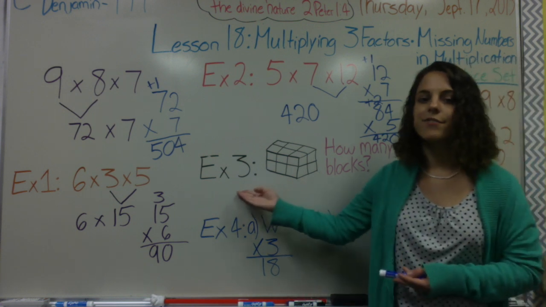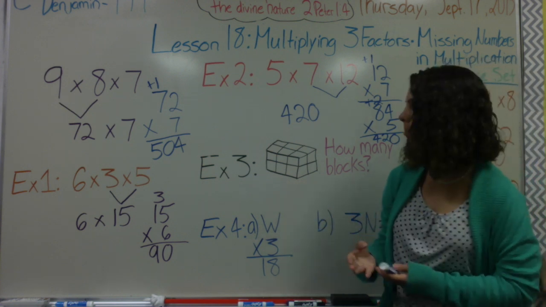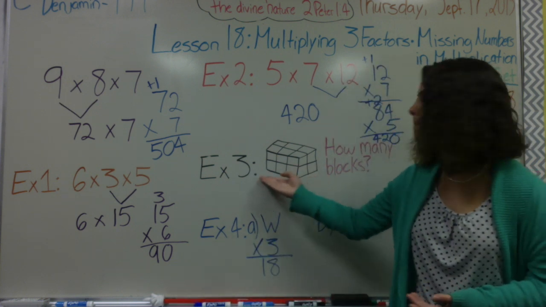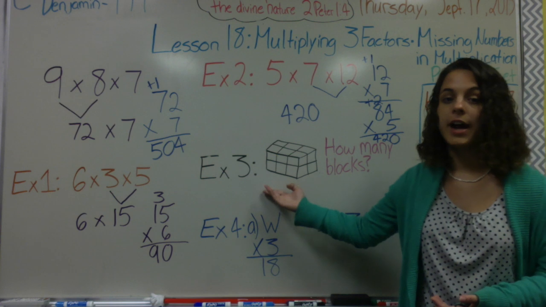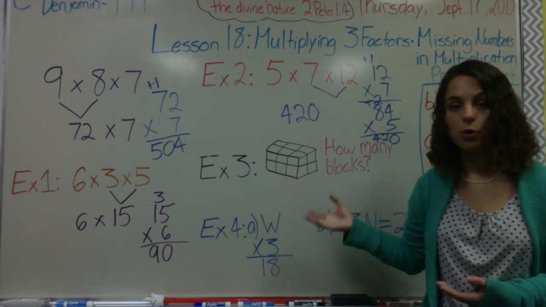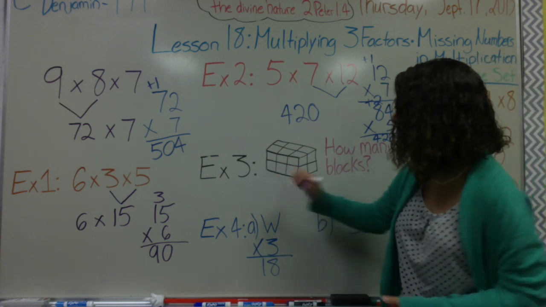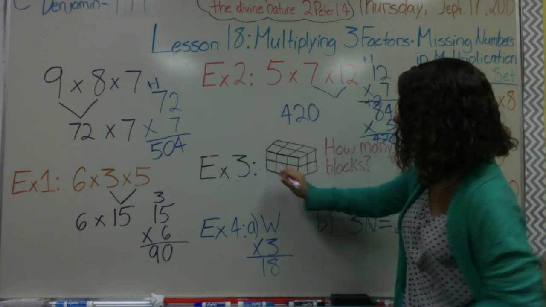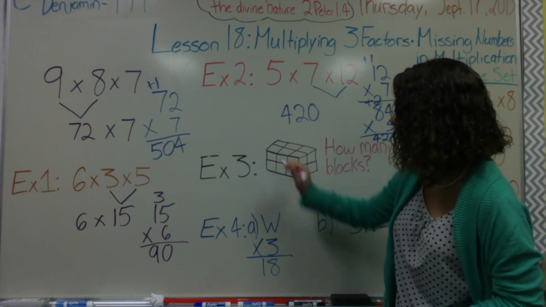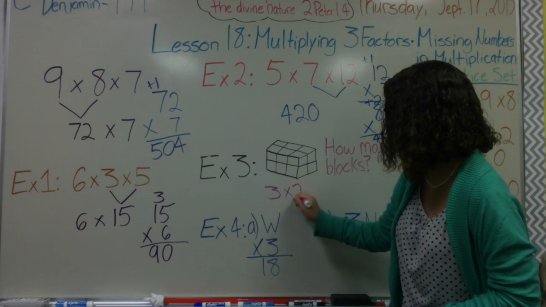Now, this kind of is a visual of 3 factors in a multiplication problem. How we are going to approach this is we're going to create a multiplication problem to find how many blocks would be in this rectangular solid total. So if I look at just this surface right here, I know I have 2 rows, 1, 2, and I have 3 in each row. So that's already a multiplication problem. That would be 3 times 2.